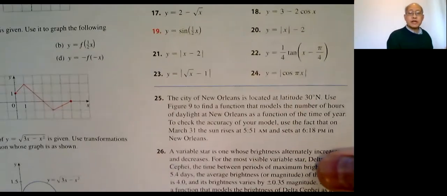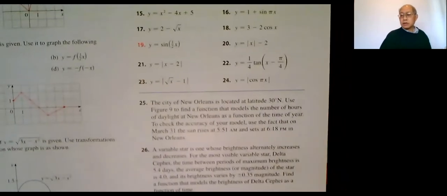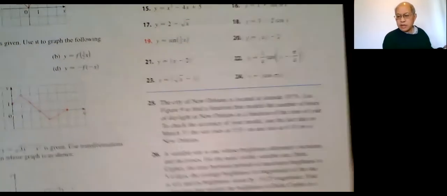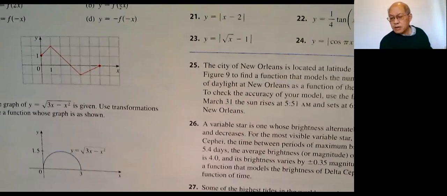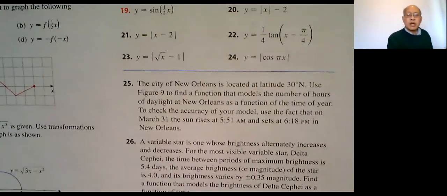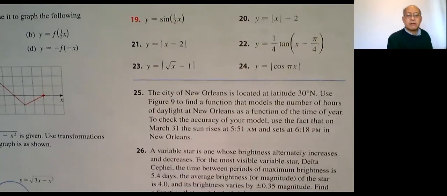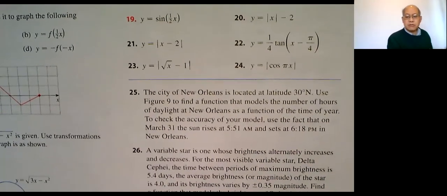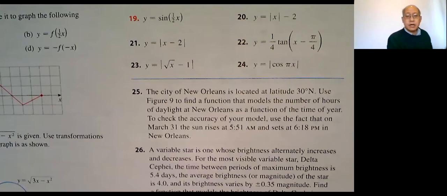Okay, 23 is a little bit harder. There's a lot of things going on with 23. Let's take a look at 23. y equals absolute value of radical x minus 1. Absolute value of radical x minus 1. Okay.